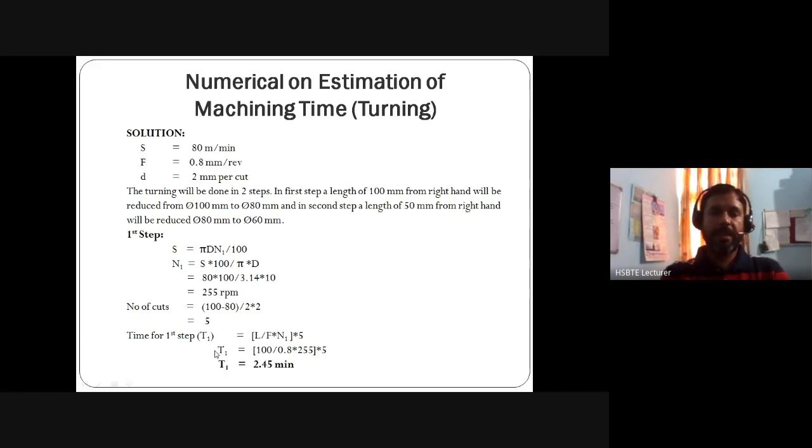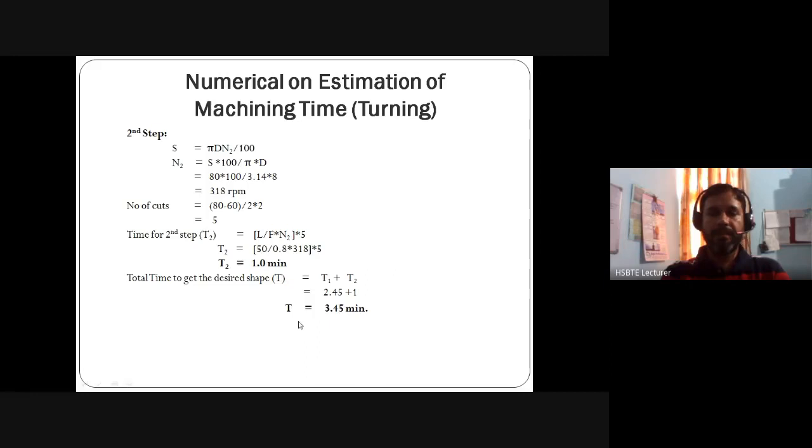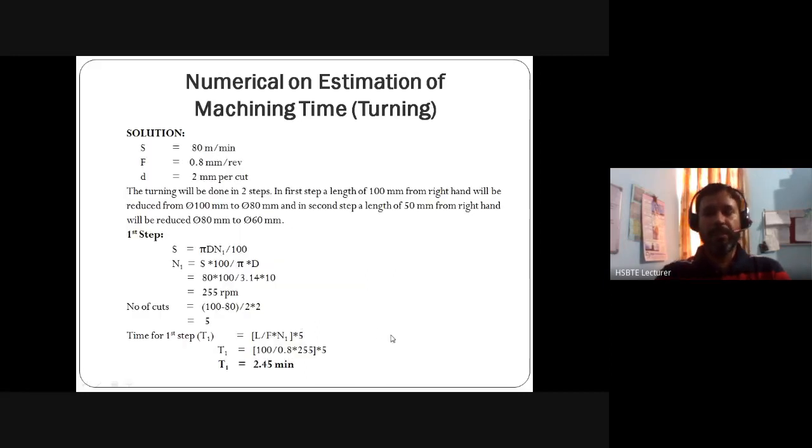Then the next step is to calculate the time T1 for the first step. T1 is equal to L divided by F into N1, into 5. 5 is there because we will get the diameter 80 from 100 in 5 steps, that's why it is multiplied by 5. Put the value of L, that is 100 millimeter length, F is equal to 0.8, which is given, and we have calculated N1 as 255, multiplied by the number of cuts. Then we calculate it and find the value of T1, that is 2.45 minutes.